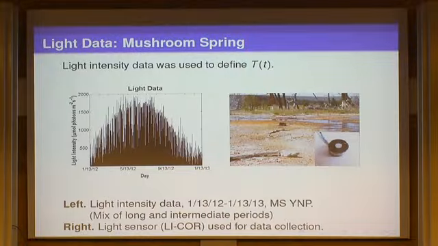Okay, so here's the actual light data. This is 1 year. You can see that there's obviously a long period, and an intermediate period are these spikes. That's each day. So there's a mixture here of long and intermediate, and plus short, but the short doesn't really do anything.